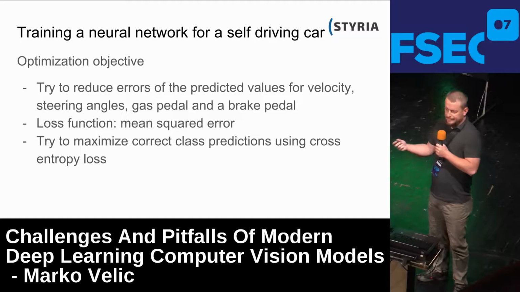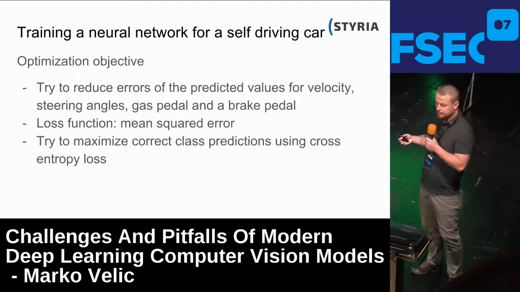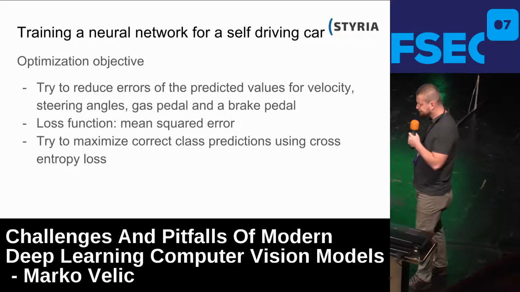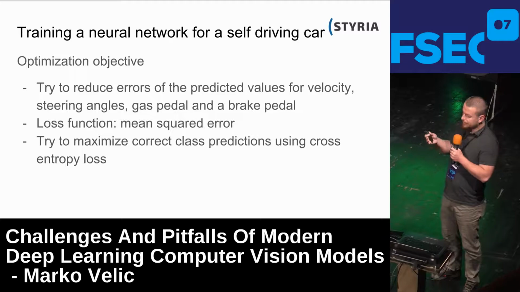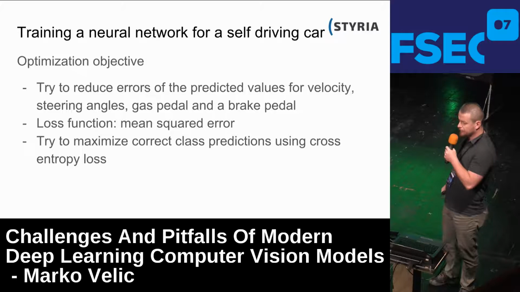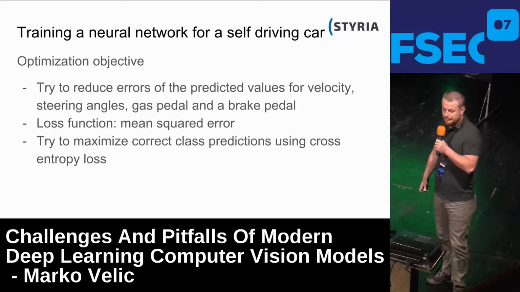On the other hand, for object recognition, for example, traffic signs, you need to classify them as accurately as possible, and here we usually use a cross entropy loss function. The details are not that important.